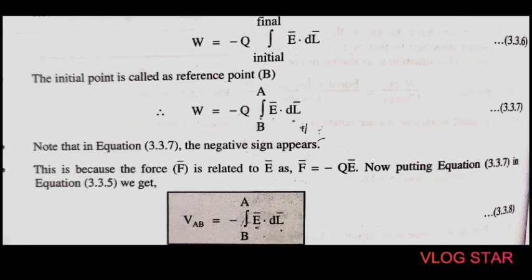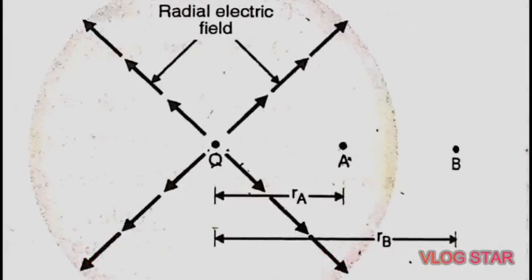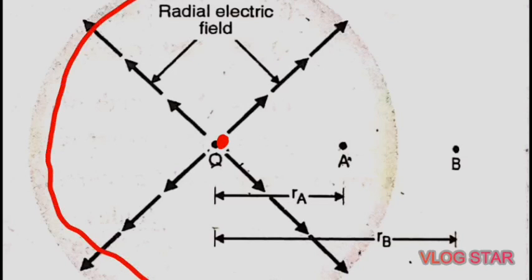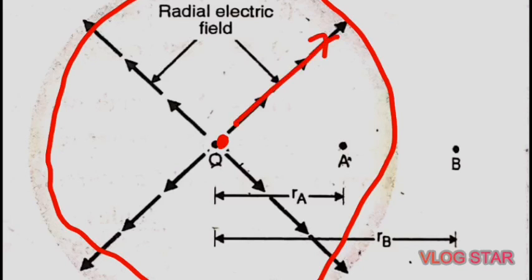Okay, in next point we have to study the potential of a point charge. So for this, let us consider the point charge, that is plus Q, which is placed at the origin of this spherical coordinate system. Okay, and this point charge is placed at this origin. So the electric field at this point Q is in the radial direction. Okay, so we can see these are the radial directions.